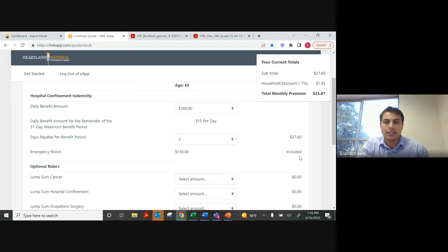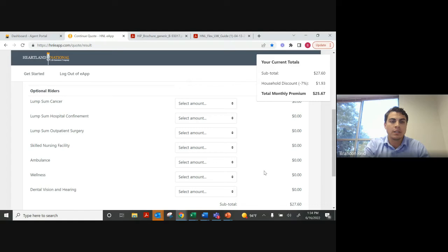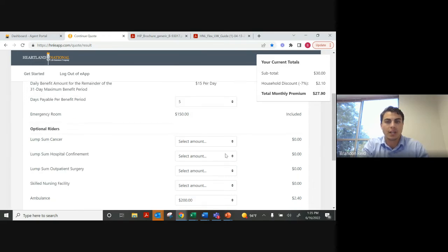You'll also notice here included in the base plan is that ER benefit. So Mr. and Mrs. Jones, at this point, you're covered for 2 copays now, not just 1. And for an additional $2.40 a month without the discount, we can add a $200 ambulance benefit, bringing you up to $27.90 with our household discount.